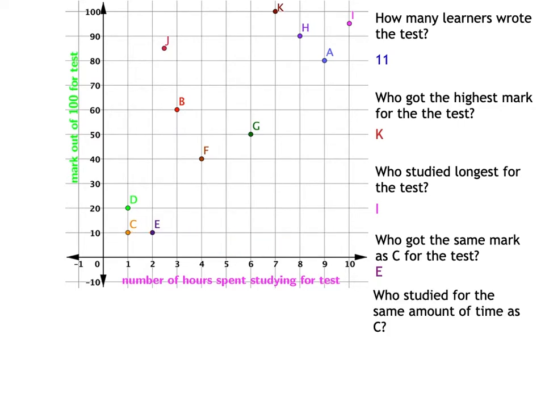Okay, what if we change the question to be who studied for the same amount of time as C? Well, C only studied for 1 hour. Let's have a look at who else would have studied for 1 hour. Can you see it's that orange line that has everybody who studies for an hour on it? That is where you have only 1 hour of studying. Who else lies on that line? It's learner D.